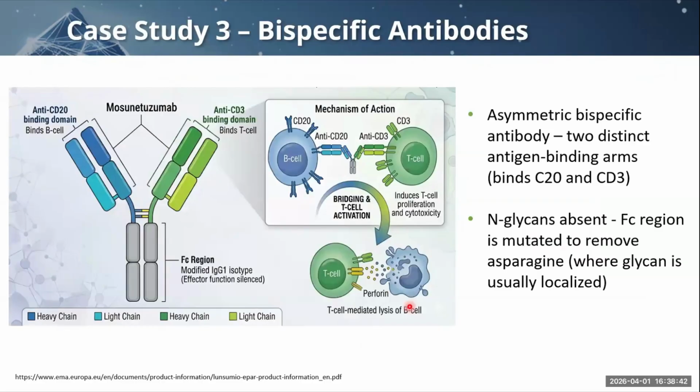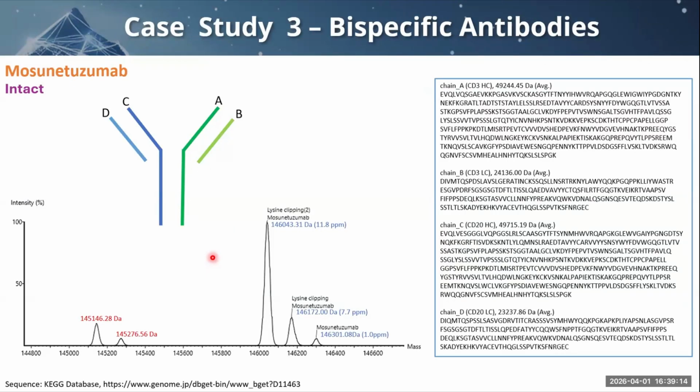So for my first example, of a bispecific, it's mosunetuzumab here. It's an asymmetric bispecific antibody with 2 distinct arms, one for binding CD20 and one for binding CD3. Note that the Fc region has a mutation that has removed the asparagine that's usually glycosylated. So there are no glycans present, or no N-glycans, I should say. And if we were to look at the intact mass of mosunetuzumab, the sequence is available.